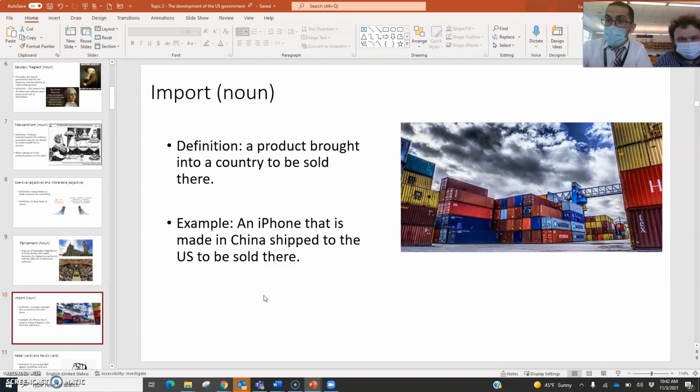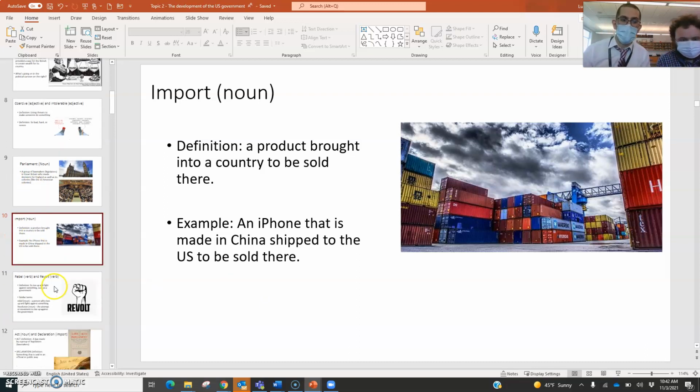So next up, we have import. Imports are going to be very important when it comes to America's relationship with Great Britain. An import is a product brought into a country to be sold there. So, for example, Mr. Levine, you got a phone? Sure do. These phones were not made in the United States. Most iPhones are made in China. So an iPhone that is made in China and shipped to the United States to be sold there is an example of an import. It's brought into the United States for us to buy.